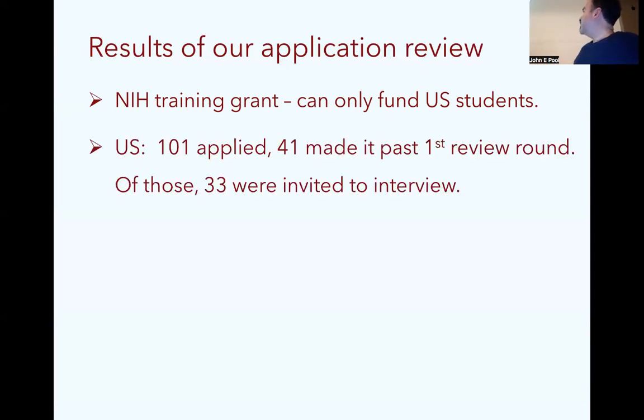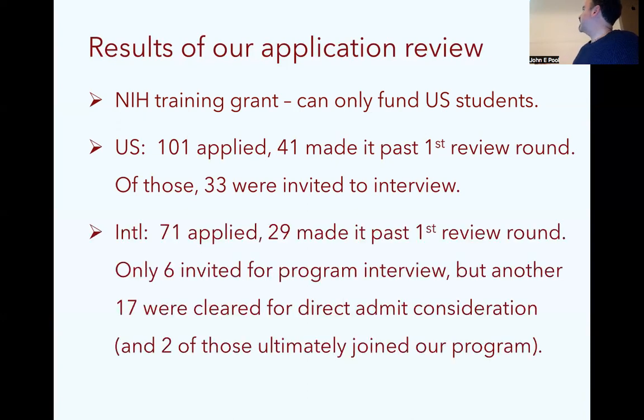So on the US side, we had 101 applications. Again, 40% or so make it past that first aggressive cutoff in our multi-stage review system. Out of those, we actually ended up inviting a good majority of them to interview, but that's about a third of the original total. On the international side, we passed about the same proportion past the first round, again reflecting their similar overall quality in our eyes.